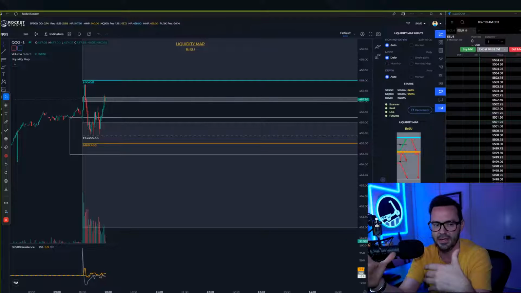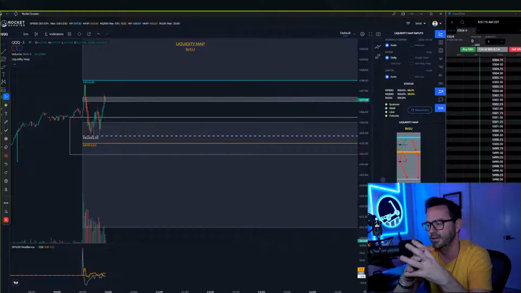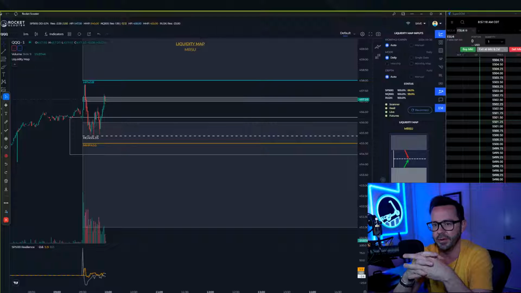The IV is really high and baked in, then you want to get into that. You want to get into the sell side of things. You don't want to buy into an event.